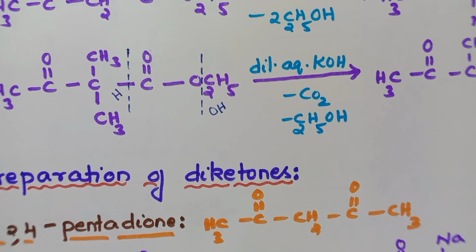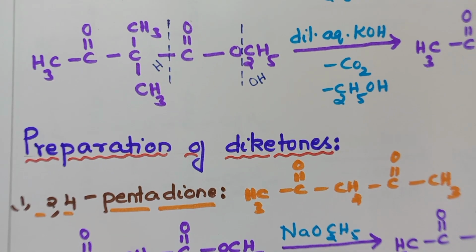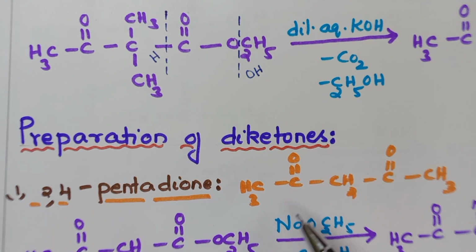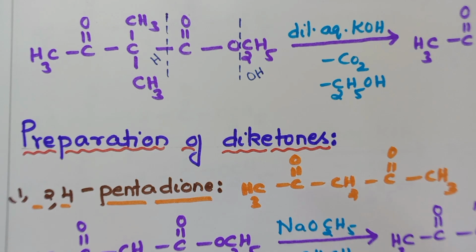Next, moving on to preparation of diketones. Put the side heading, preparation of diketones. What is diketone, students? It has 2 C double bond O groups. Look here, first example I have given 2,4 pentadione. Here there is 1 C double bond O, here there is 1 C double bond O. So such compounds we call them as diketones.